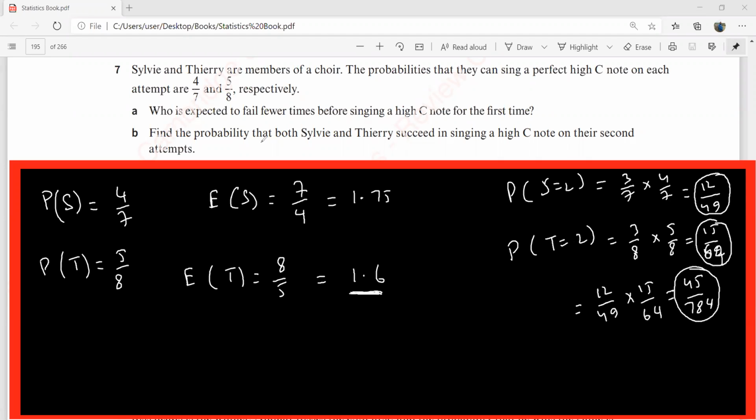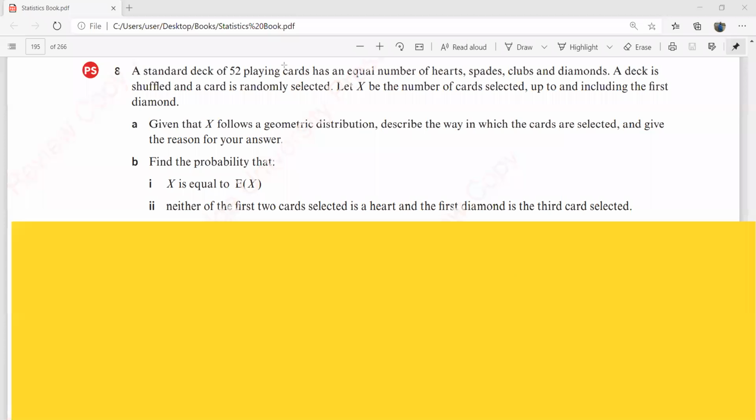Okay. Now there's one more question. Let me find that question and then I take you there. It says a standard deck of 52 playing cards has an equal number of hearts, spades, clubs, and diamonds. A deck is shuffled and a card is randomly selected. Let X be the number of cards selected up to and including the first diamond.